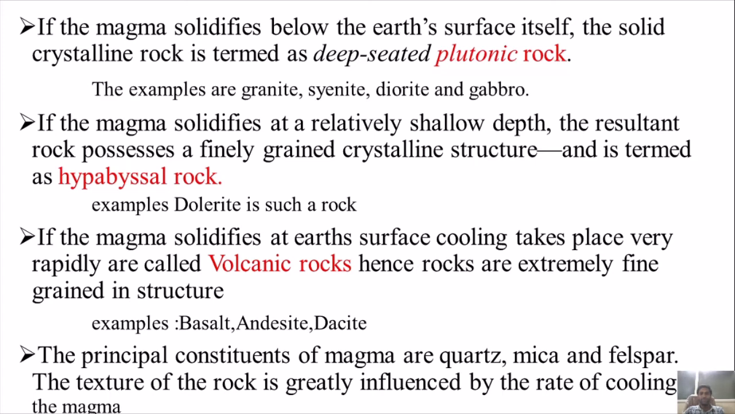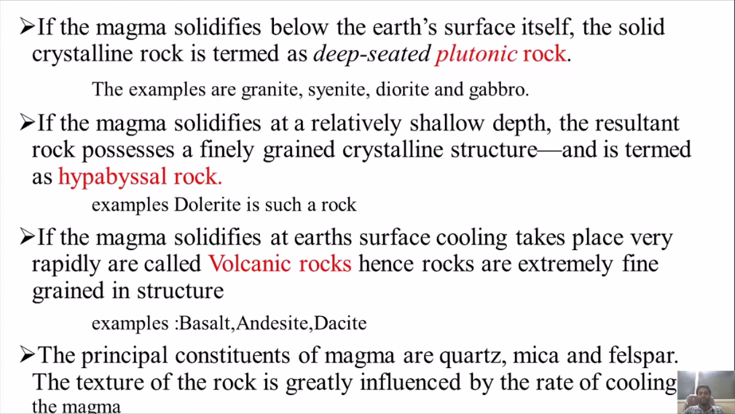So plutonic rock is nothing but rock just below the earth's surface. The rock solidifies, and the crystalline rock is termed a plutonic rock. If magma solidifies at a relatively shallow depth, the resultant rock possesses a finely grained crystalline structure. See, finely grained means it has grains, finely grained crystalline structures. That is a hypabyssal rock. Dolerite is such a kind of rock.